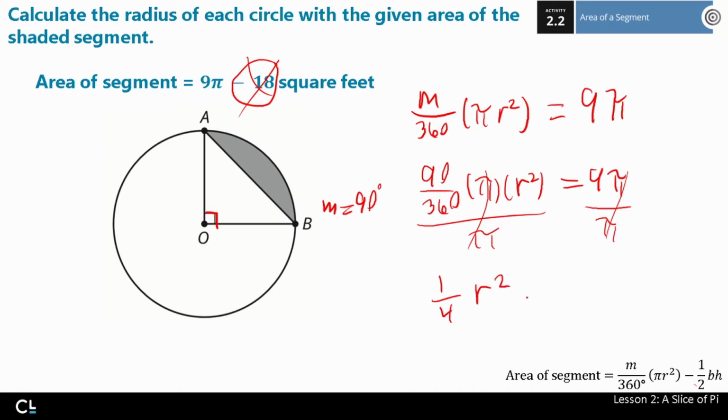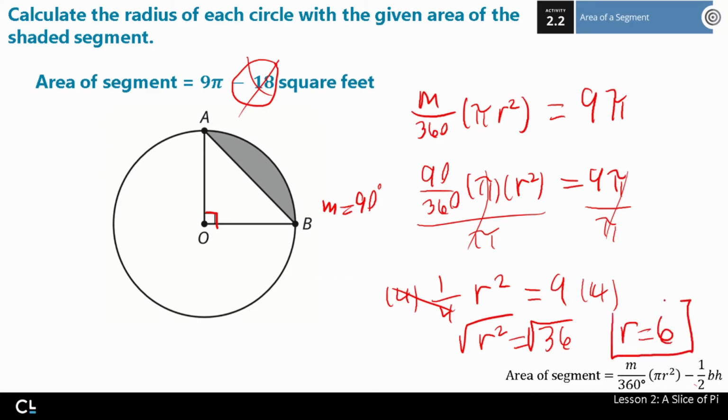r squared equals 9. And what we could do here is multiply by 4 on both sides to get rid of it. It's going to cancel here, and we're going to get r squared equals 36. Last but not least, we take the square root of both sides. We get r equals 6. Got our answer. r equals 6.